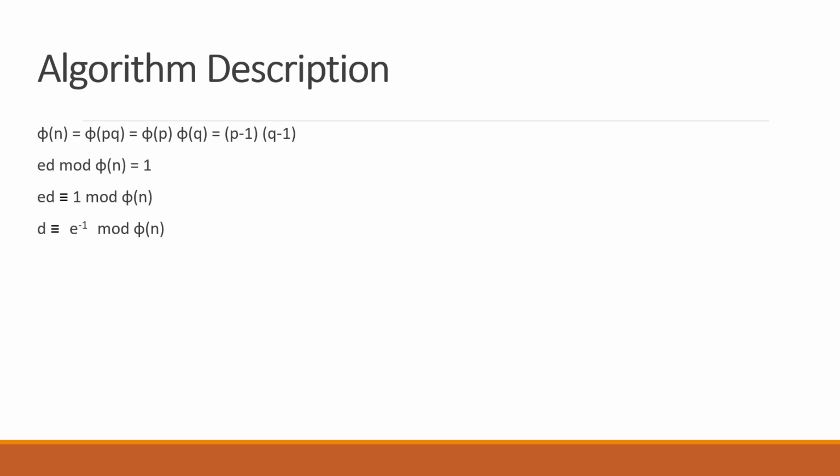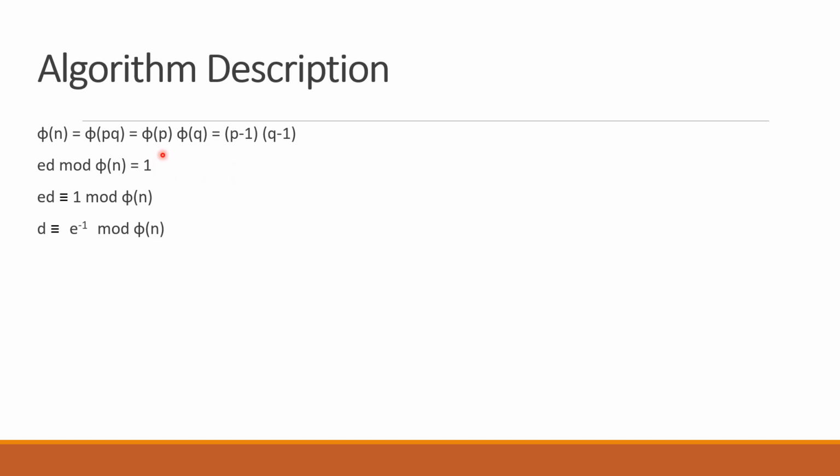In the RSA algorithm, we also calculate the Euler totient function of the given N value. We already know N is calculated with the formula P into Q, that is, multiplication of two prime numbers. Since N is equal to P into Q, in the place of N I have substituted P and Q. We know that P is a prime number and Q is also a prime number, so I have rewritten this as phi of P into phi of Q.